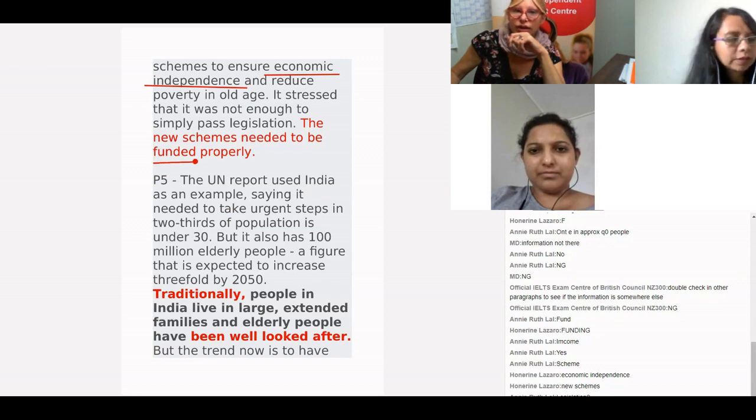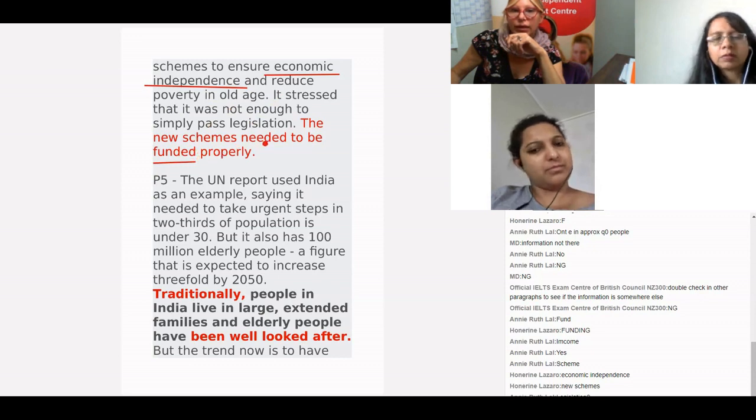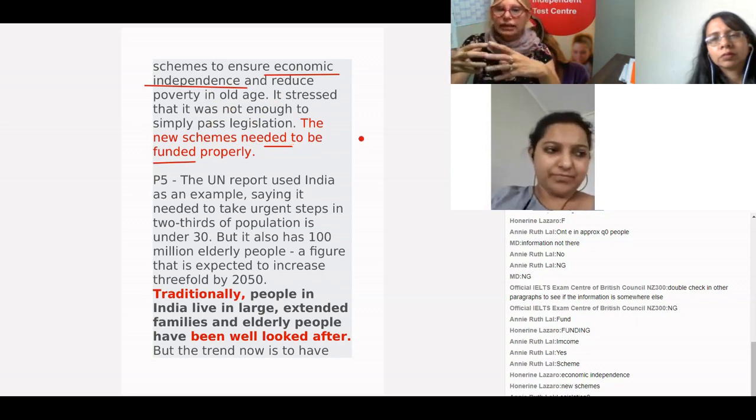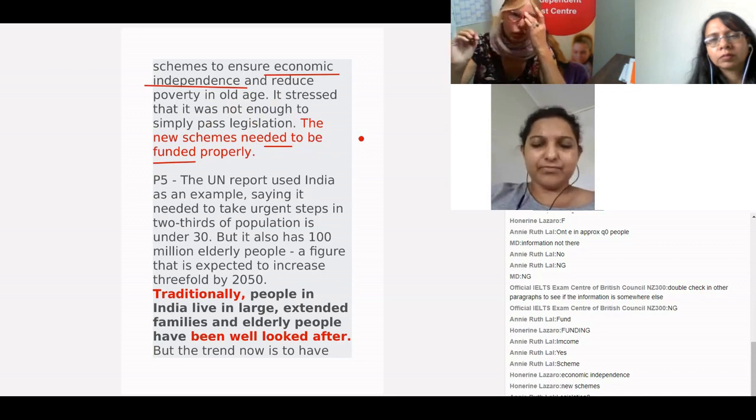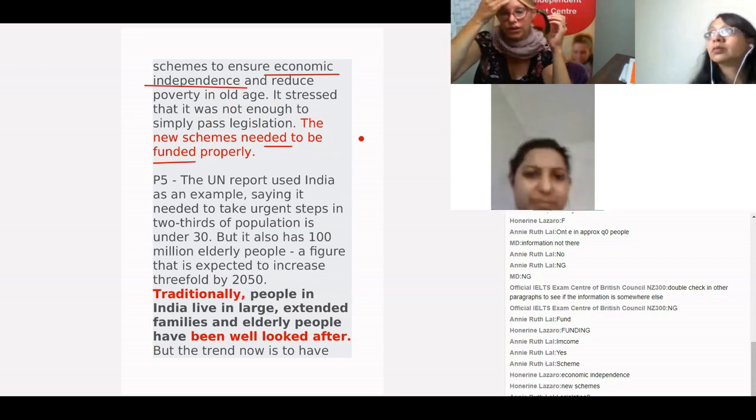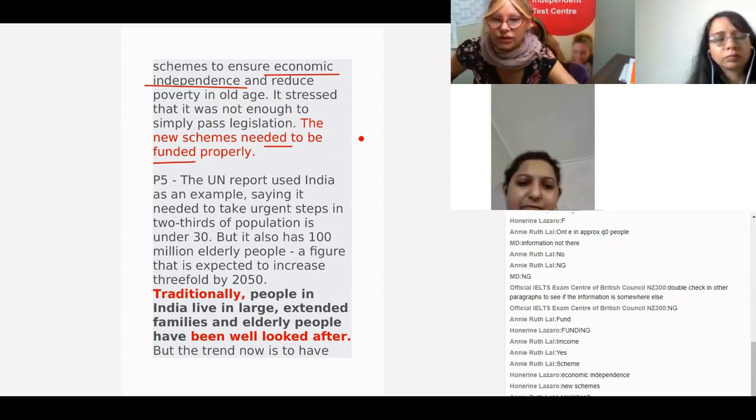What they're saying here is it's stressed that it was not enough to simply pass legislation. The new schemes needed to be funded properly. Now, although we have this tense in the past, it's a trick, because really what they're referring to is what needs to be done in the future. So it's kind of like a trick grammar clause to make us think that they're talking about the past, but actually they're talking about the future.